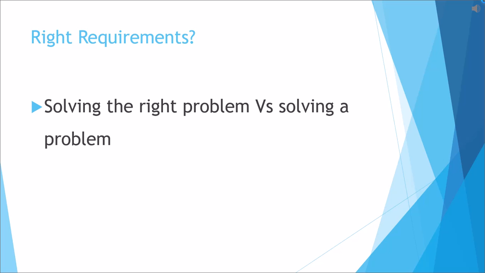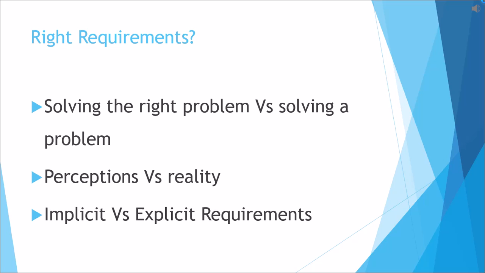The second important aspect is perceptions versus reality. Customers have their own perceptions and preconceived notions. When they are telling you the requirements, you need to explore them in order to understand the real problem. We'll look at some of the problem analysis techniques later in this presentation. And finally, implicit versus explicit requirements. We should use the right techniques to arrive at the requirements which are not stated but are very much part of the overall scope of the solution. So these are the key challenges which any business analyst will face while getting the requirements from a customer.